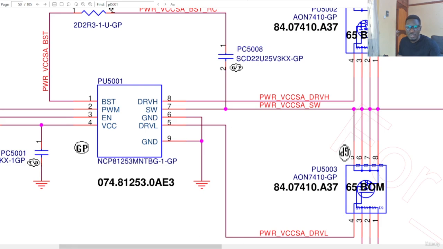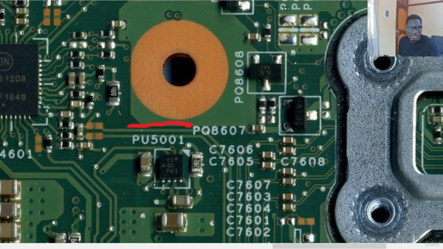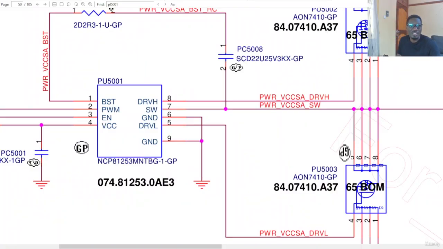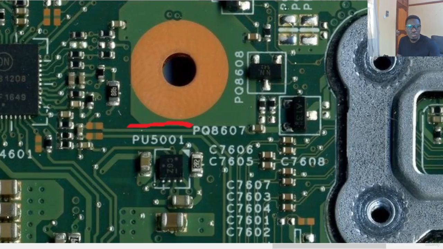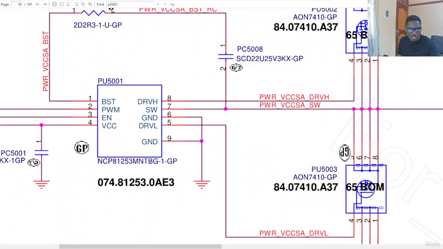The label that was written on top of it, the CGZ, is nowhere to be seen. You see the difference? You see it has got CGZ, but in the schematics it is called NCP81253. But the good thing, when you look at the label written on the board, which is PU5001, you still see it in the schematics. So the labels that are written on the motherboard in white color are stronger and more informative than the rest of the labels on top of the chip.